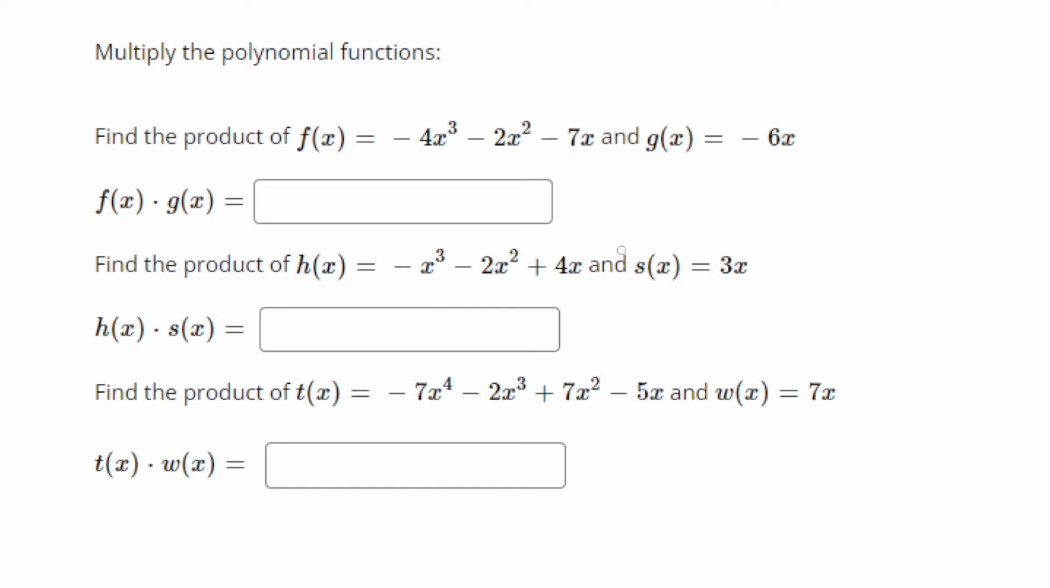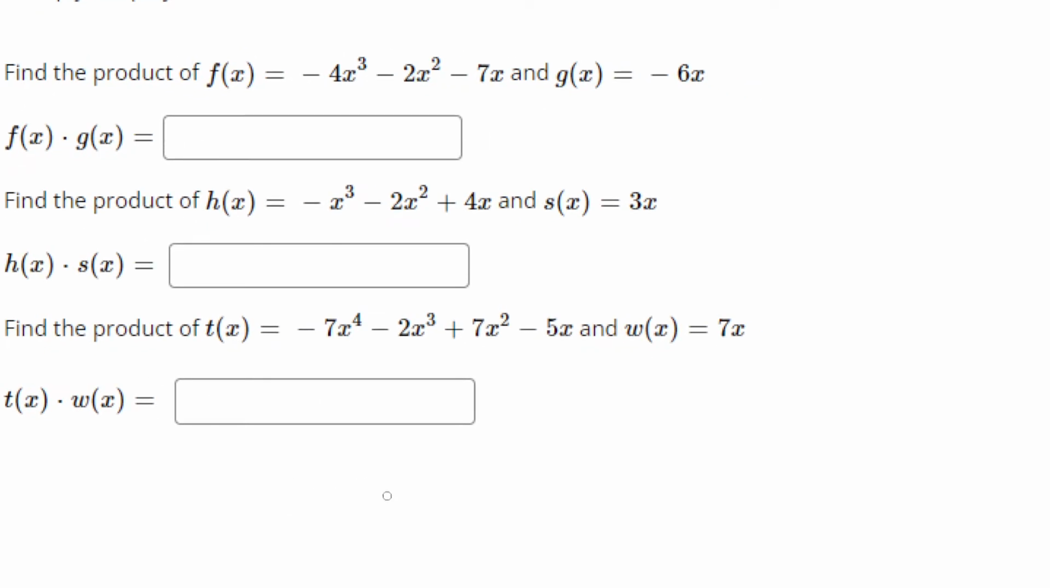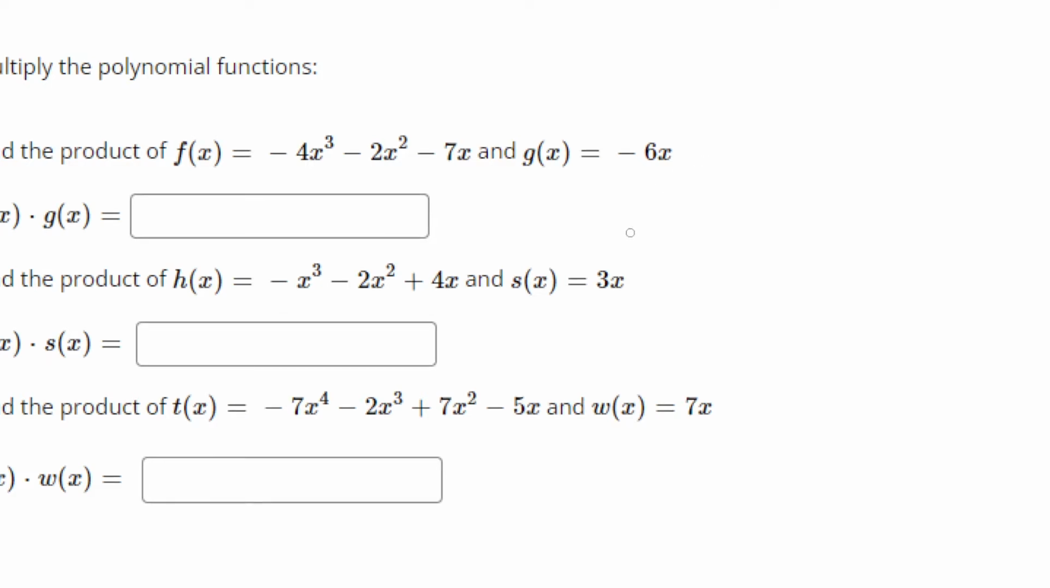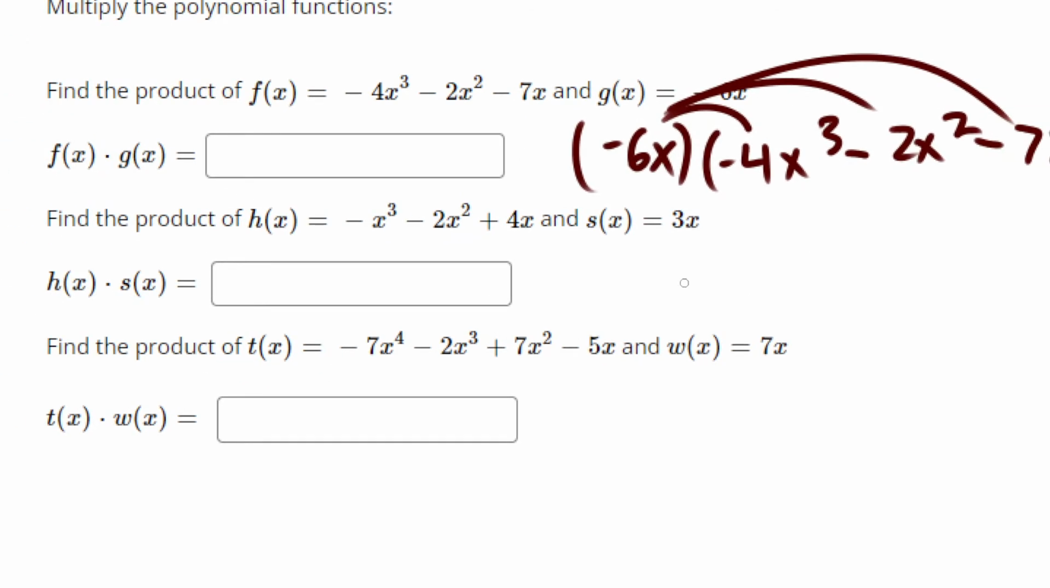Now we're going to be talking about multiplying polynomial functions. Find the product of f of x equals negative 4x cubed minus 2x squared minus 7x, and g of x equals negative 6x. So we'll do negative 4x cubed minus 2x squared minus 7x, and then that's going to be multiplied by negative 6x. And this is going to be exactly the same as what we did before. So boom, boom, boom. And then you get whatever that was, and I'll set this one up too.